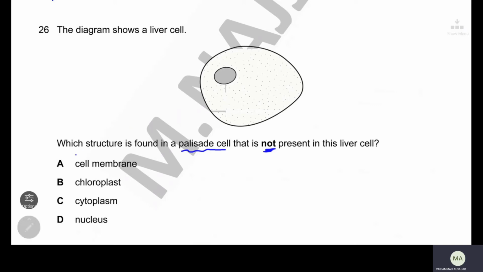Cell membrane? Surely not, because it's found in both. Chloroplast? Sure, because chloroplast is found in the palisade, because palisade is a plant cell and does photosynthesis.